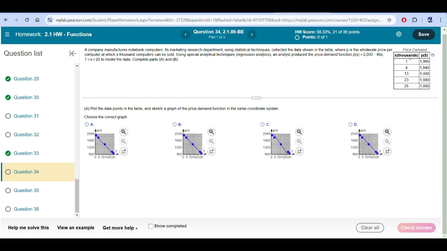What would these points look like? So it starts at 1000 to 25, and it looks like it's going down. Which regression would it be? I'm going to say it's probably going to be B. B looks like it goes through all of them.